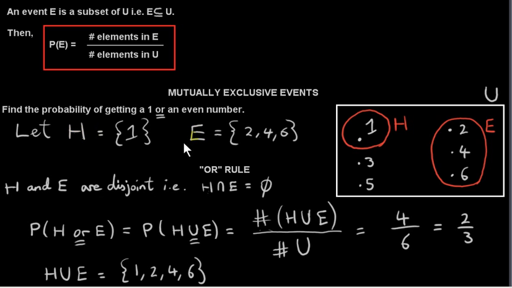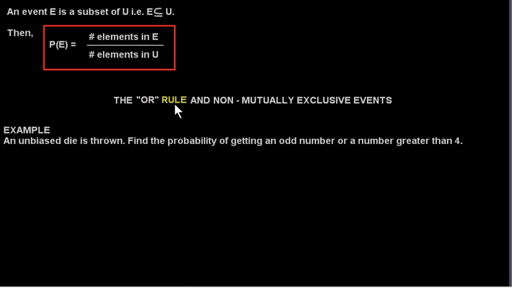So we can see that H and E are mutually exclusive. Now let's look at the OR rule and an example of non-mutually exclusive events. So, like in the previous examples, an unbiased die is thrown. Find the probability of getting an odd number or a number greater than 4.